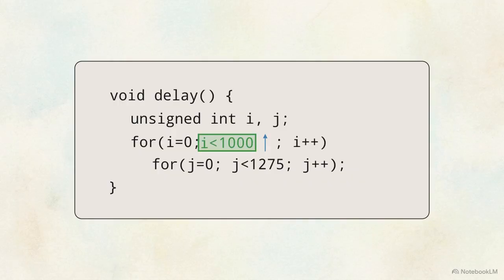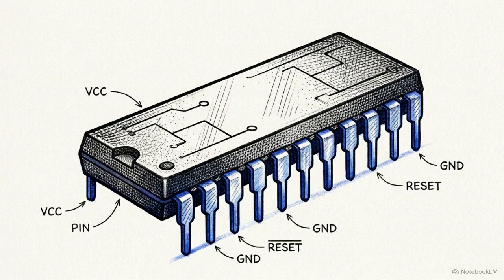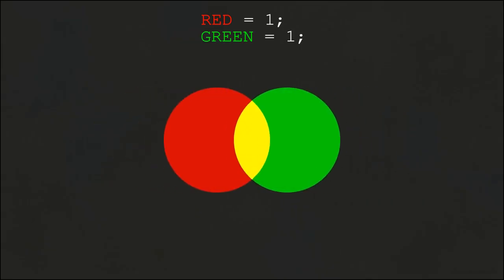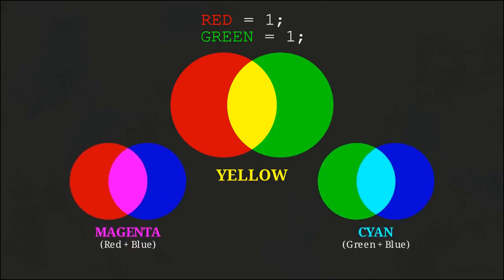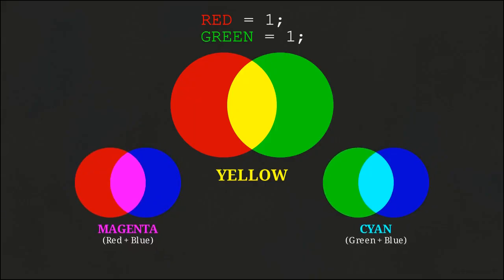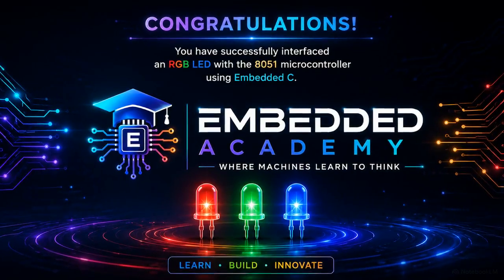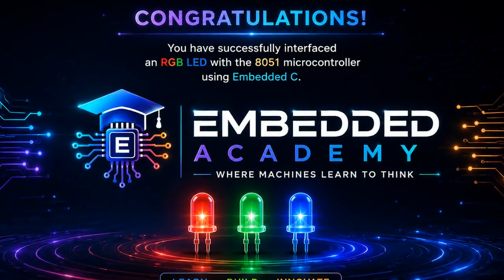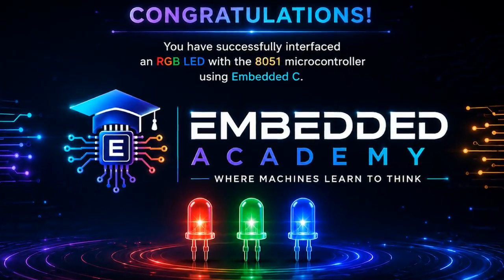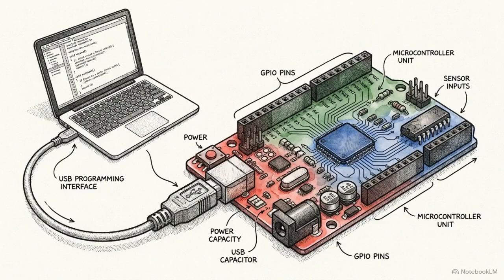Once it runs successfully, challenge yourself to expand the sequence. Try setting both the red and green variables to 1 at the same time to create yellow. By combining active pins, you can mix entirely new colors. Congratulations! You have successfully interfaced an RGB LED with the 8051 microcontroller using Embedded C. Understanding how to dictate hardware output with software logic is your first step toward mastering embedded systems.